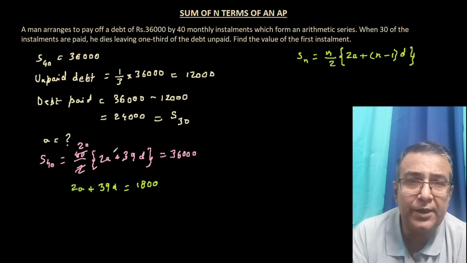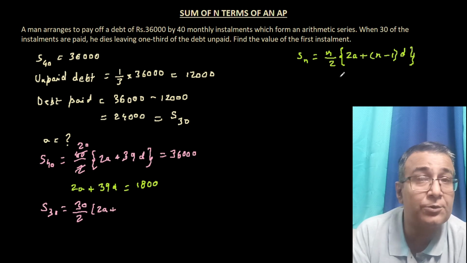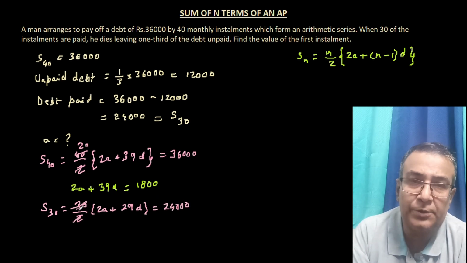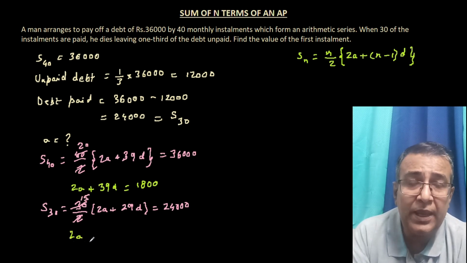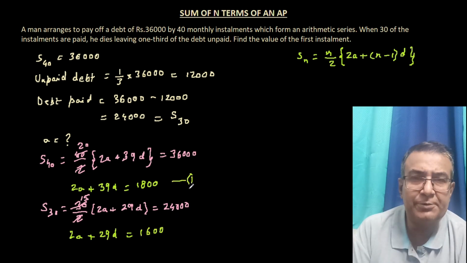Let's come to S30 now. So S30 should be equal to 30 over 2 because here n is equal to 30. So 30 over 2 times 2a plus 30 minus 1 is 29, so 29d, and that we know is equal to 24,000. The 30 and 2 can again be cancelled to get 15. I can take this 15 to the other side now, so I'll be left with 2a plus 29d should be equal to 24,000 divided by 15, which will be equal to 1,600. Let me call this equation number 1 and this equation number 2.